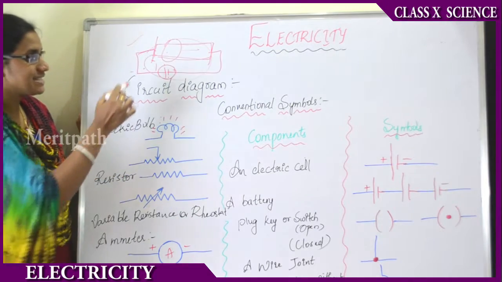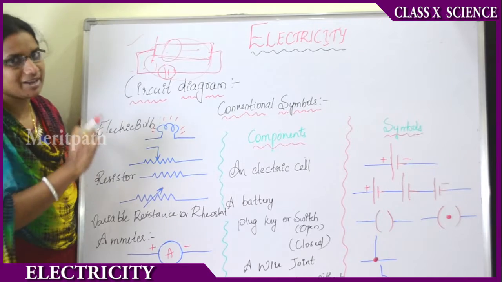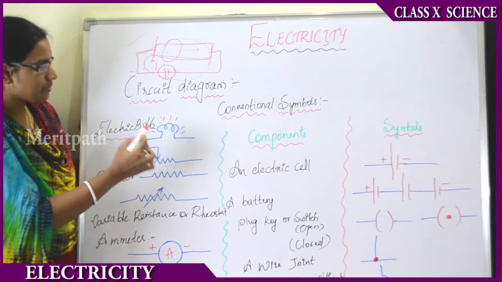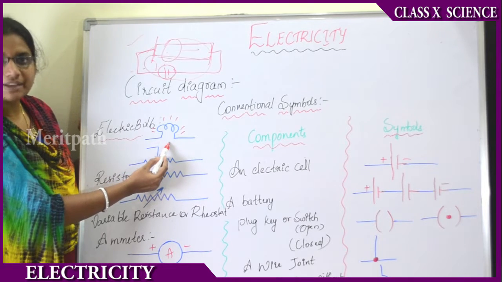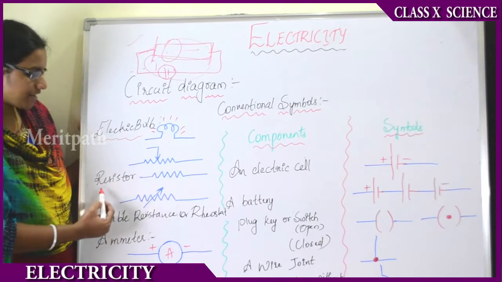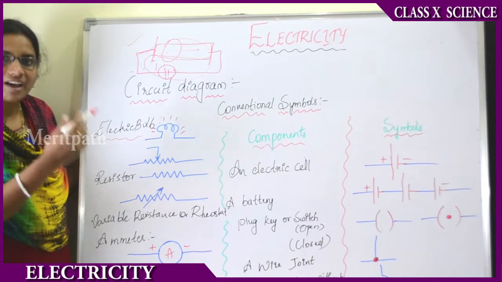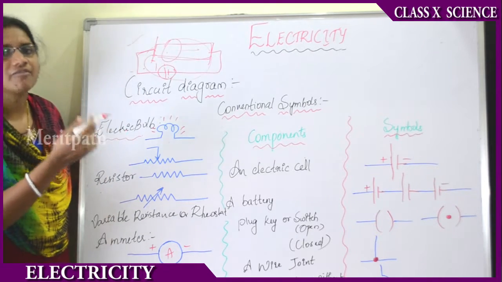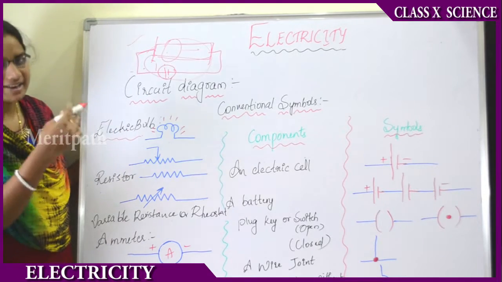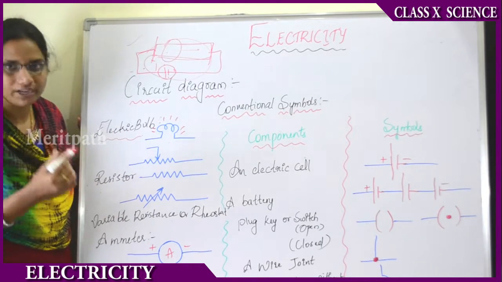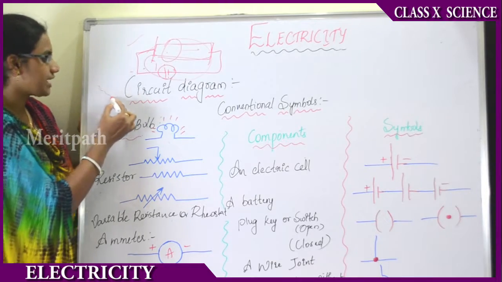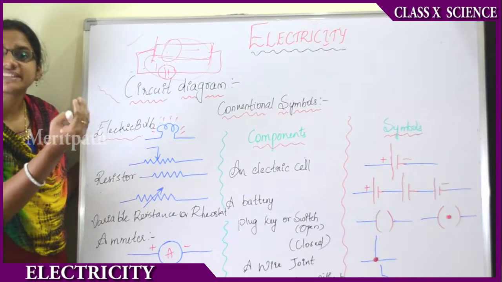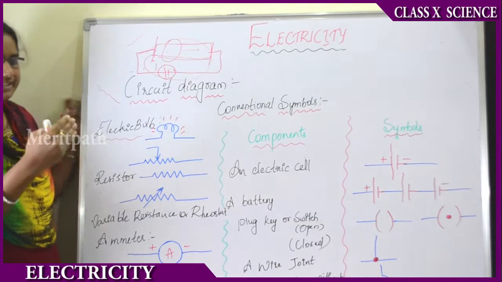So we will be seeing the symbols of this circuit diagram now in detail. For the electric bulb, we will be using this symbol. This is the symbol for the electric bulb. And the resistor is the component which opposes the flow of current. For example, let us take water. Water will be flowing like this, right?